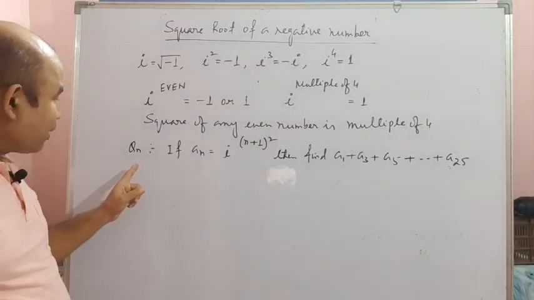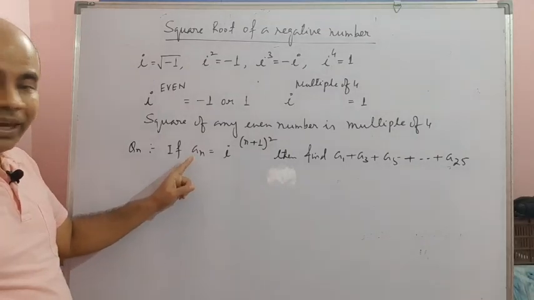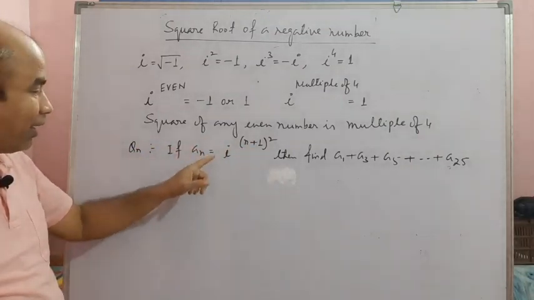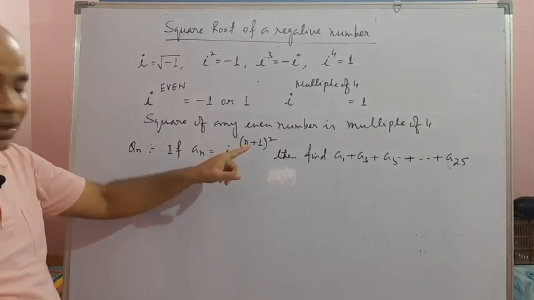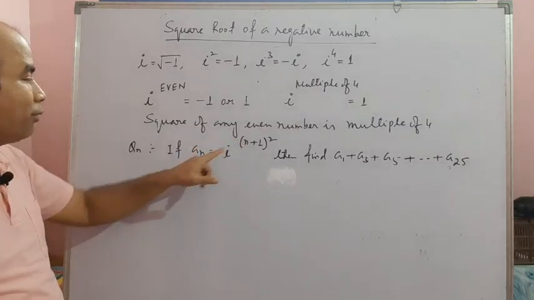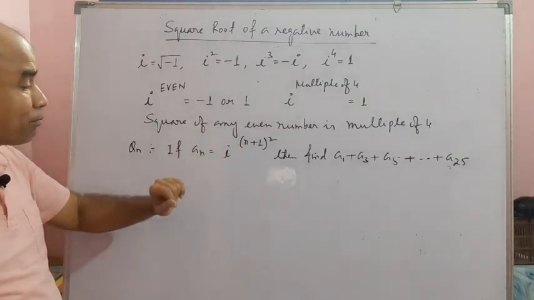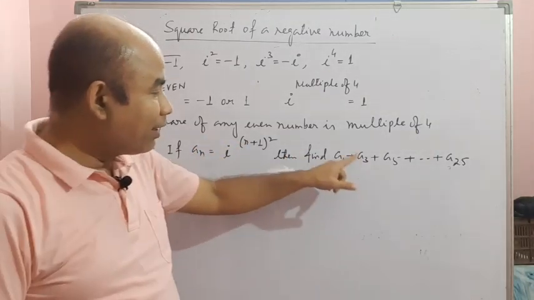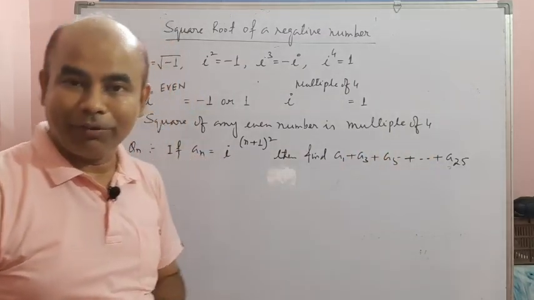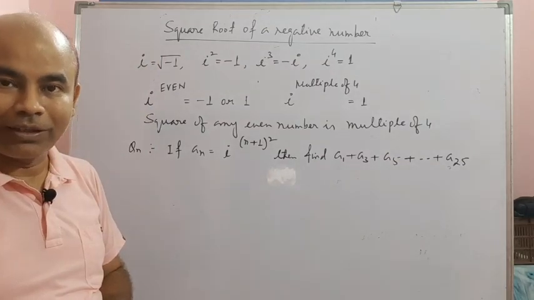So students, now let us try to solve this question. a(n) is equal to i to the power (n plus 1) whole square. That means for a1 you write 1 in place of n, for a2 you write 2, and like that. Then you have to find a1 plus a3 plus a5 up to a25.